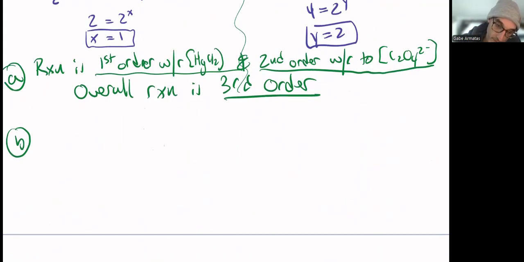So off we go. So rate was 1.8 times 10 to the minus 5. Actually, I'm going to rewrite the equation here. So rate is equal to K times concentration of HgCl2 raised to the 1 times concentration of C2O4 2 minus squared. And now I'm going to plug in the actual values.